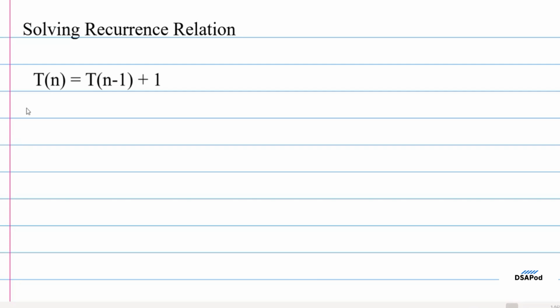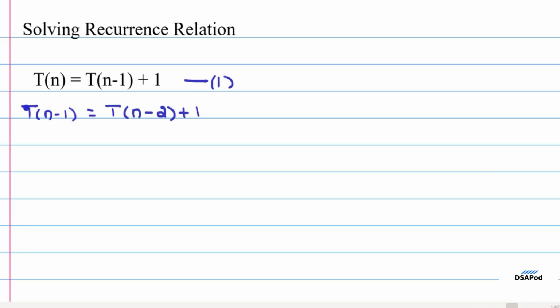Let us see an example. So I'm going to apply the substitution method to solve this. First I'll try to find t of n minus 1 from t of n. Let us substitute n is equal to n minus 1 in equation 1. That becomes t of n minus 2 plus 1.